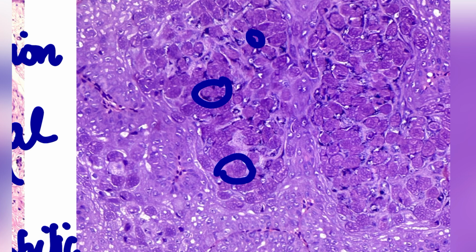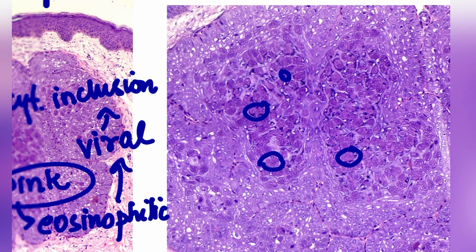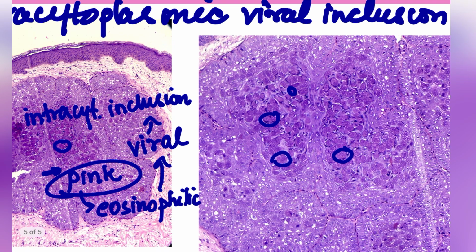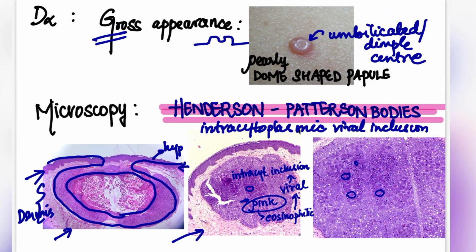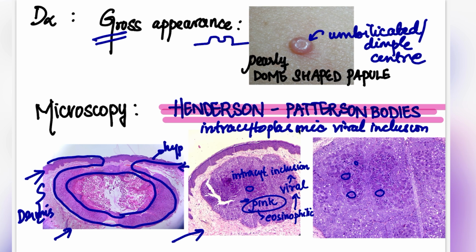So all of these are intracytoplasmic viral inclusions, also known as Henderson-Patterson bodies. Another example of an intracytoplasmic viral inclusion is Negri bodies in the case of rabies. And here is the entire thing that you needed to know about Molluscum contagiosum.